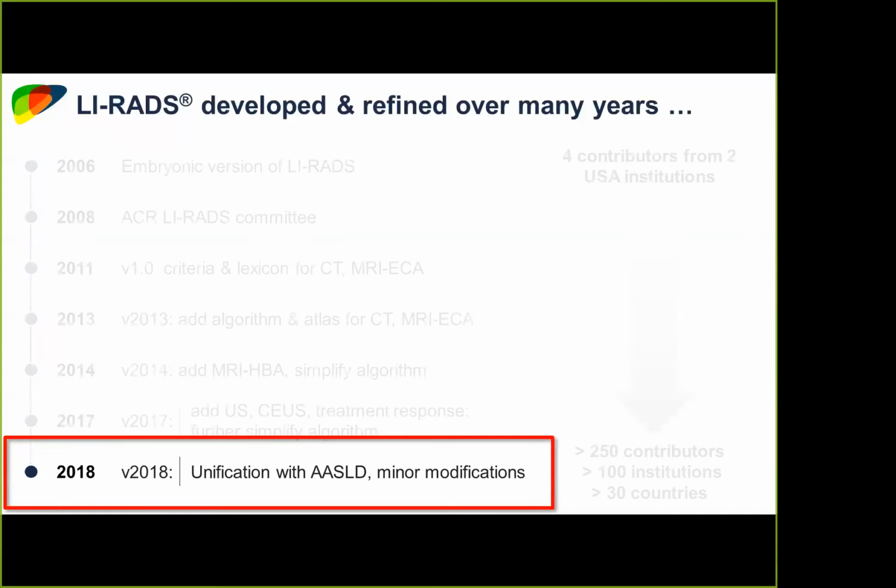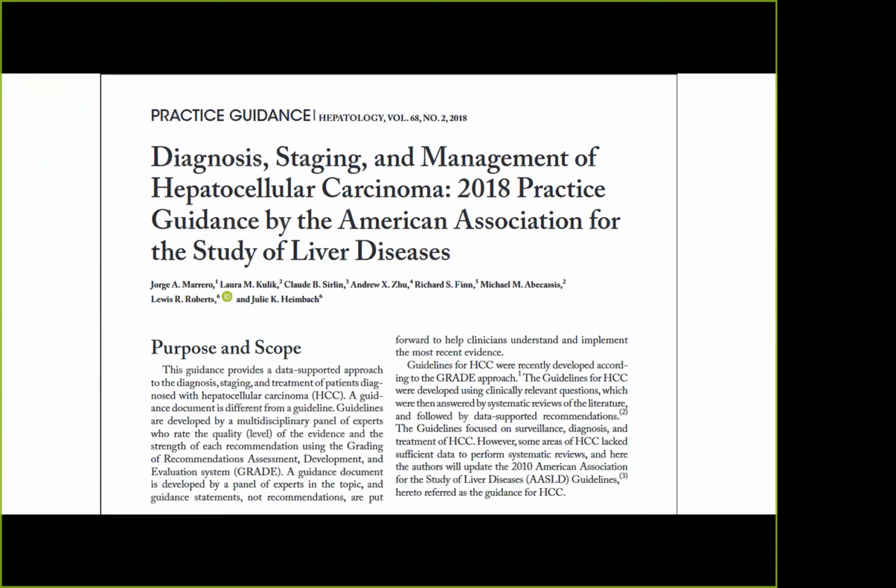So I'm just going to explain why the 2018 update happened. This is the reason why. This is a paper that came out in Hepatology over the summer, the AASLD practice guidelines on HCC. And the impetus for the V2018 release was that AASLD said they would incorporate LI-RADS into their practice guidelines as long as we were willing to change one of the criteria.